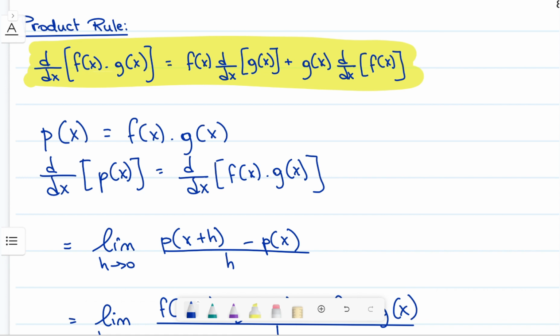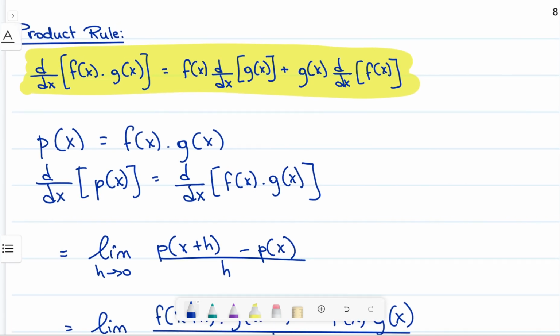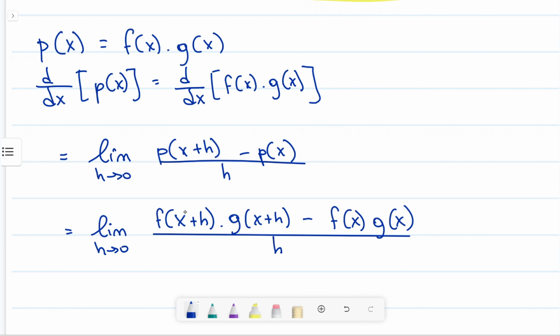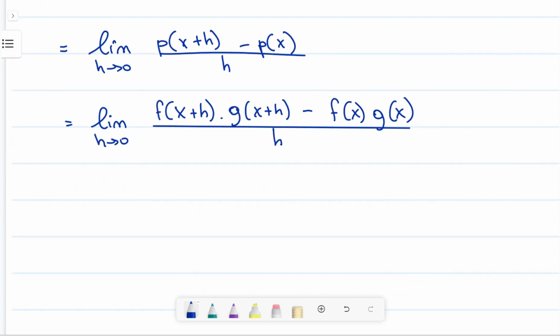We will define a function p of x equals f of x times g of x. The derivative of p of x, which is the same thing as saying the derivative of f of x times g of x. As usual, we always start with the definition. This is equal to the limit of p of x plus h minus p of x divided by h as h approaches 0. And now what is p of x plus h? This is f of x plus h times g of x plus h. And what is p of x? P of x is f of x times g of x, all divided by h.